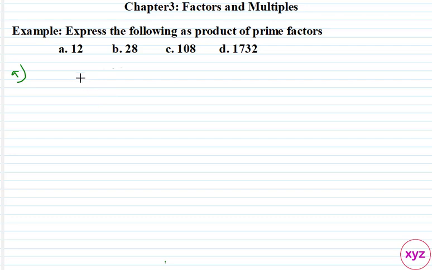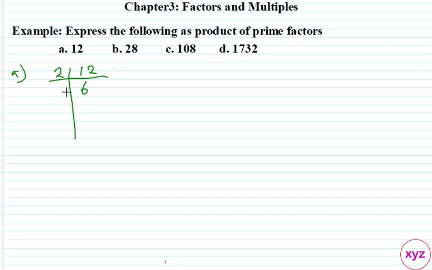So how do we do that? What we'll do is we'll draw a table. I have 12. The first thing I'll do is to find the lowest prime number that can go into 12 without any remainder. What is it? 2. So 2 can go into 12 how many times? 6 times. So I'll write my 6 under 12.